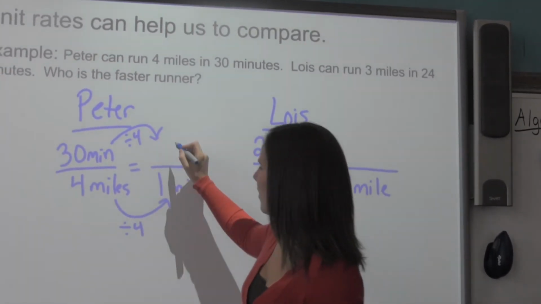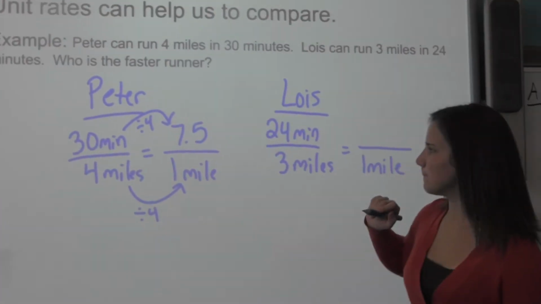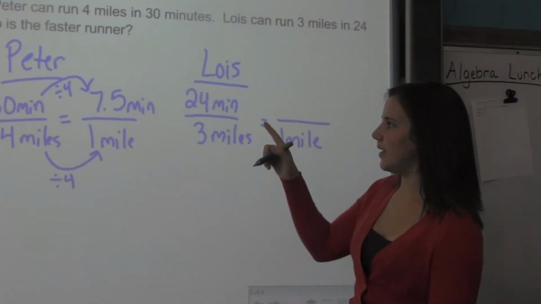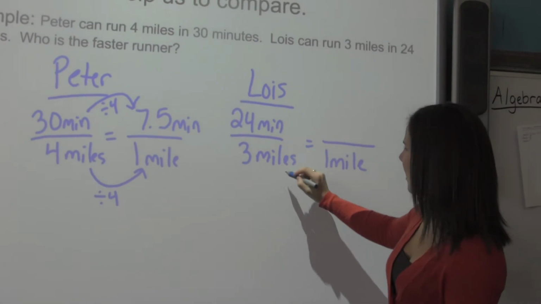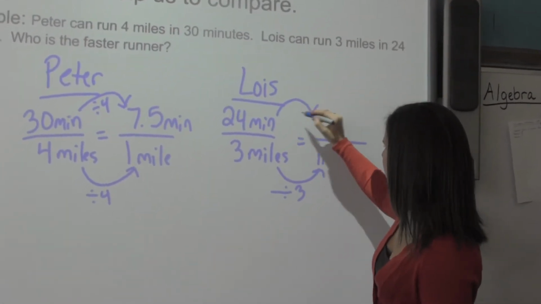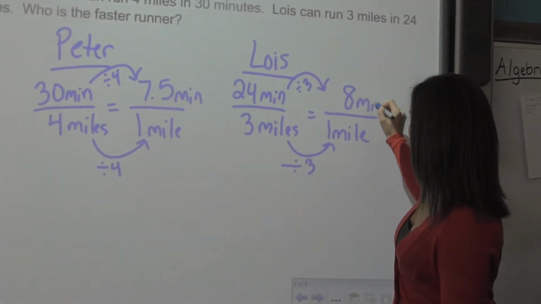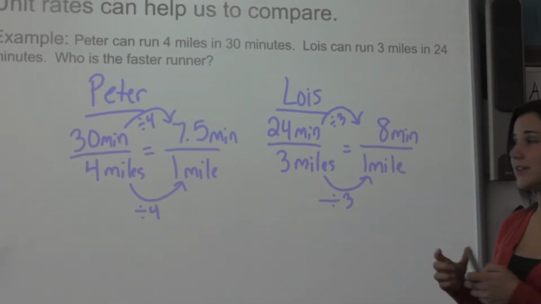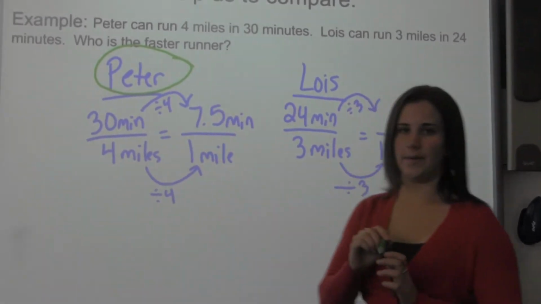30 divided by 4 is going to give me 7.5 minutes to run 1 mile. So Peter can run 1 mile in 7.5 minutes. Lois, I'm going to divide by 3. 24 divided by 3 is 8 minutes. So Lois can run 1 mile in 8 minutes. So who is the faster runner? That would be Peter.